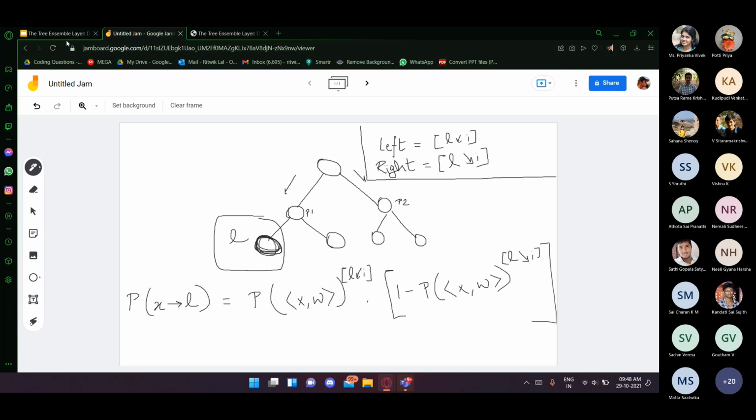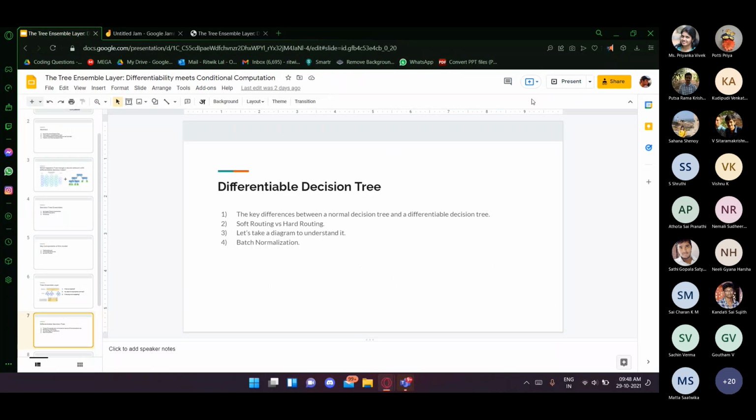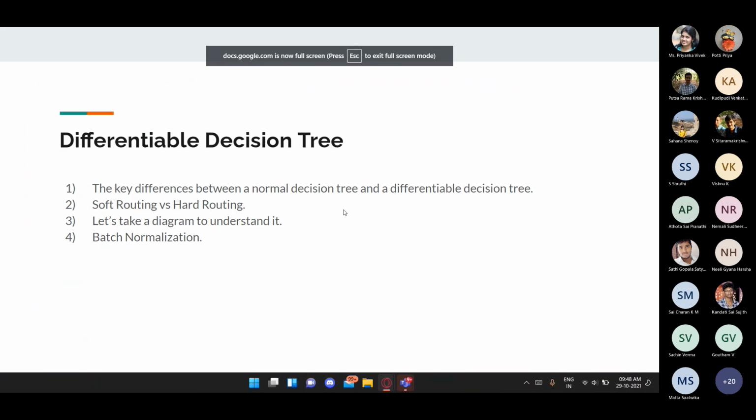That's a very layman explanation because it's a very simple decision tree structure. I'll just go back to the presentation. So soft routing, as I mentioned, gives you a probability of each node being visited. That ensures that every node has a positive probability, which means that you can reach it at some point of time.